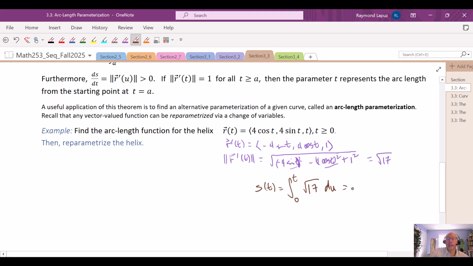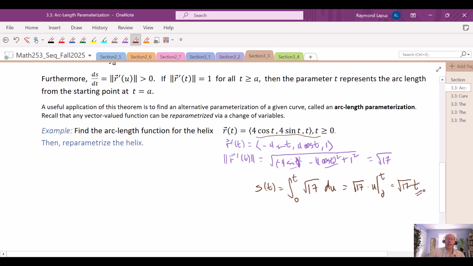So this is going to be the integral of square root of 17 du, so square root of 17 times u, going from 0 to t. When you put 0 in, that's gone, so this is just square root of 17 t. And that is your arc length function. And that's to say that to find the arc length from 0 to 2 pi here, you would just put t equal to 2 pi in here instead of reintegrating it.